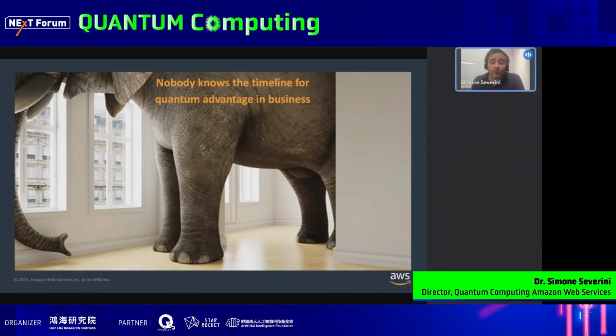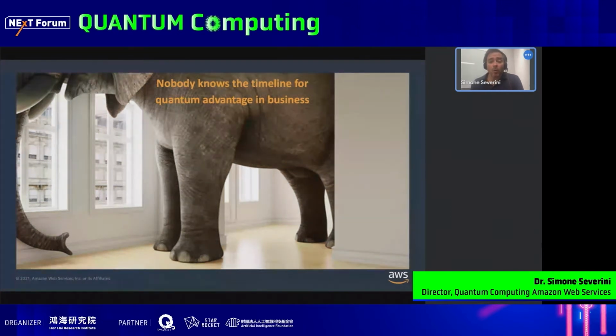It is something that we tend to forget given the fast pace of innovation and the growing amount of interest outside of academic laboratories. Now, quantum advantage, by definition, occurs when a quantum computer can solve a problem with some benefit beyond what classical, or by using another term, traditional computers can do. It's important to remember that nobody knows the timeline for quantum advantage in business.